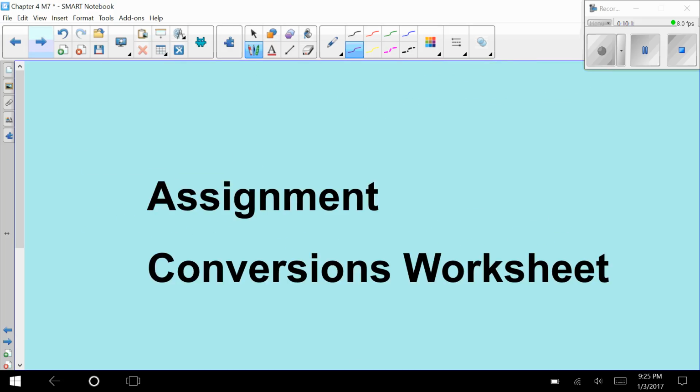Your assignment is the conversion worksheet. You're just going to do the A column on the whole worksheet front and back.